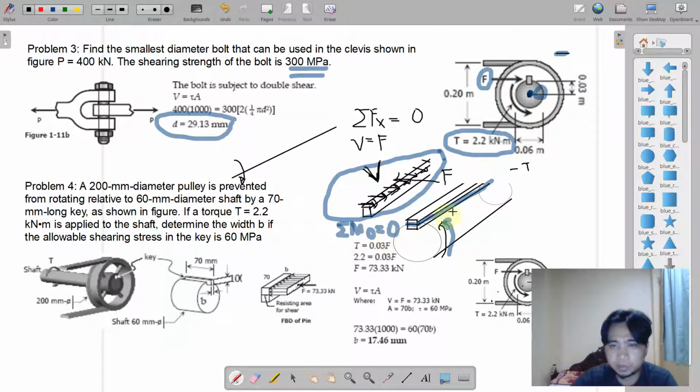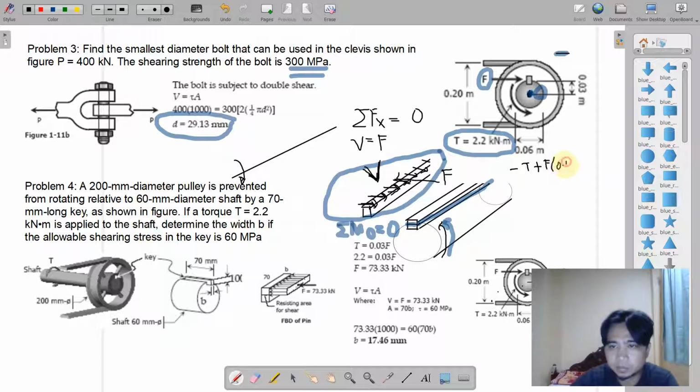So going back to summation moments, we have negative T counterclockwise plus what? F. F is a force. We are actually performing a moment, so we must multiply this by a certain distance. So our reference point is point O. So therefore, what is the distance of F to point O? So again, that is given in the problem. That is 0.03 meter.